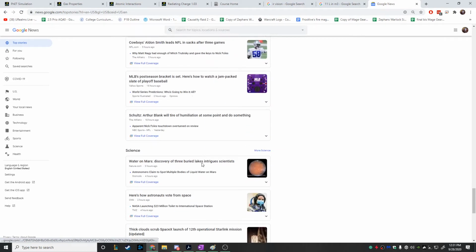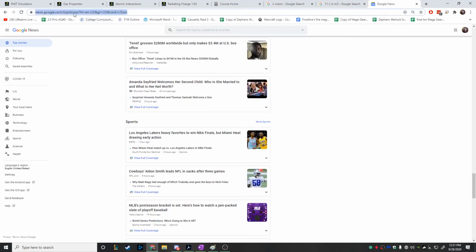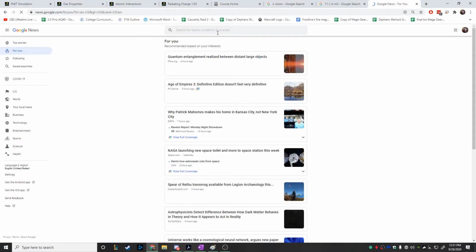When I pull up Google News on my phone, it always defaults to a version of Google News that's like this. Yeah, there it is. I don't know why it does this on my phone and it doesn't do it on my computer, but when I pull up Google News on my phone, this is always what I get. It will be nothing but things that I read a lot about. Okay, so quantum entanglement realized between distant objects. This is an interesting topic.